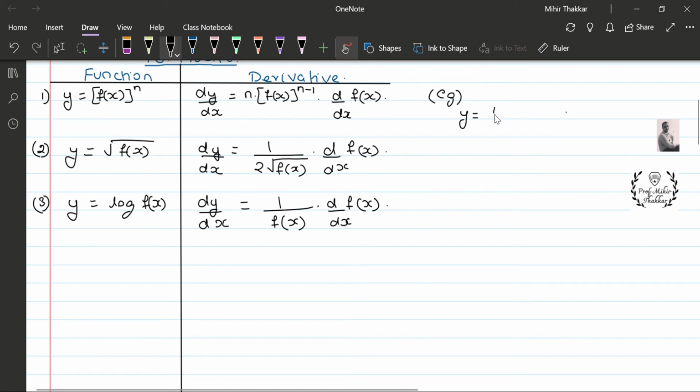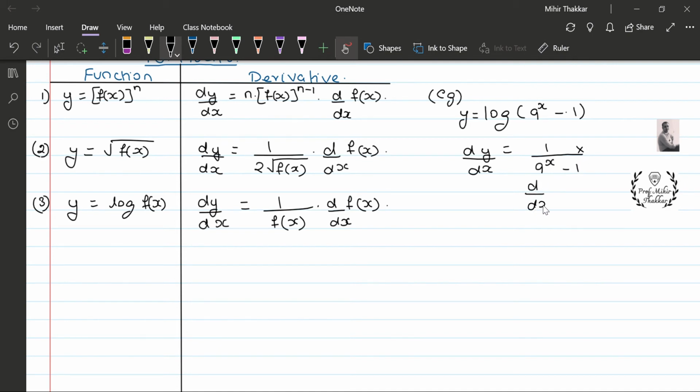So if I have y is equal to log of 9 raised to x minus 1. In such a case, the derivative of this is 1 upon 9 raised to x minus 1 multiplied by the derivative of 9 raised to x minus 1.